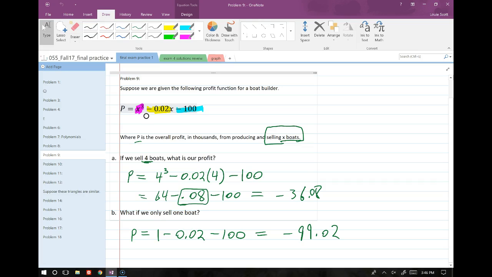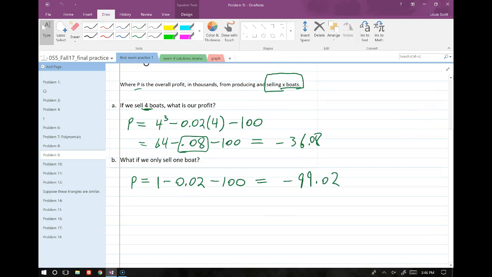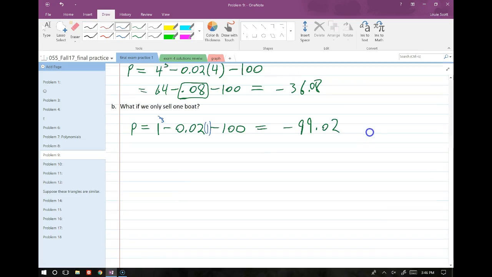You got a question, Ed? On the B part, I put it as 1 cubed minus 0.02. Yeah, and that's totally fine, right? If you write that there, those are just things that don't really matter, because 1 cubed is just 1, and 0.02 times 1 is still just 0.02. So that's totally correct. It's just a different way to write it.